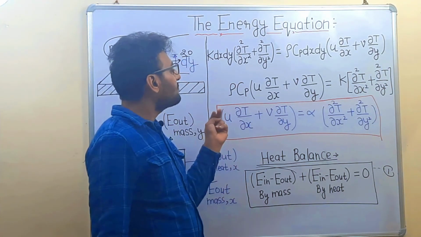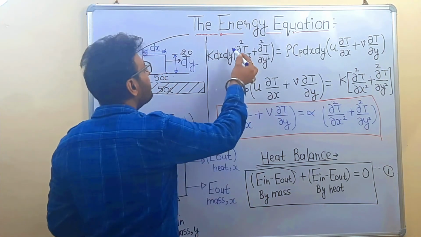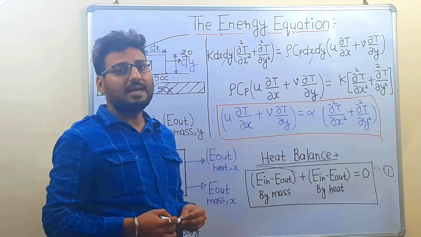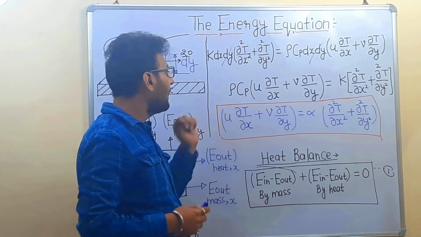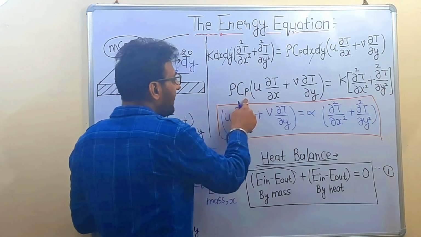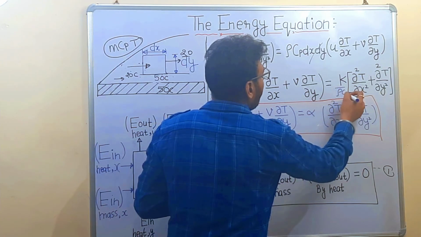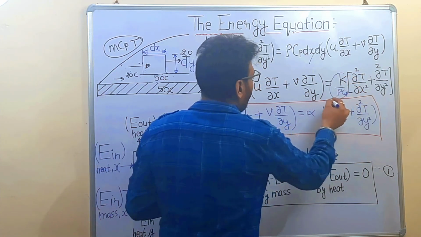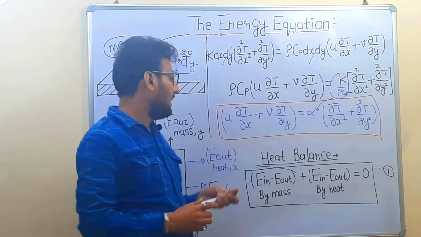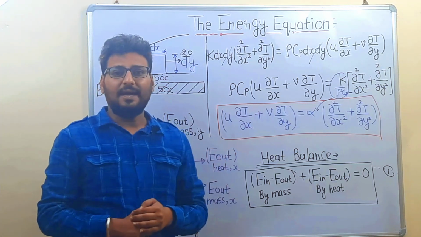Now after solving, we will get the equation like this, because dx dy will cancel each other. Now the equation will be simplified like this, and if we shift this rho Cp from the left hand side to the right hand side, then K by rho Cp will be alpha. Then finally we will get the energy equation like this. So this is our final energy equation in x direction.